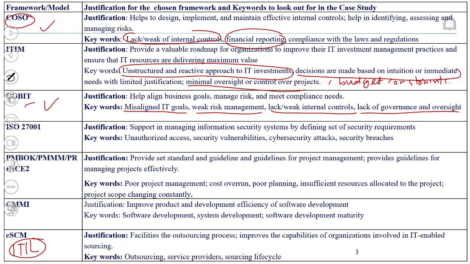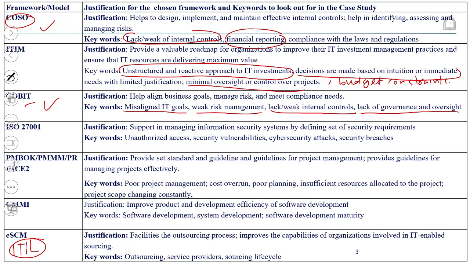Lack of governance and, for example, oversight. So you see those things, then think about COBIT. And what would be the justification? Base it on the case study, but generically you can say that it is to help the business align with the business goals, manage risk, and meet the compliance needs, because that's what COBIT is all about.